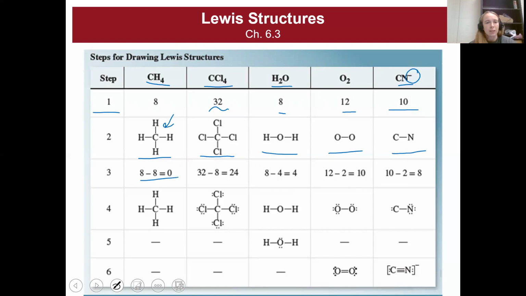So we subtract 8 electrons from the number we started with, which was 8, and now we got 0. So we're actually done with that one. But let's keep going. Let's look at step 3 for all of these structures.